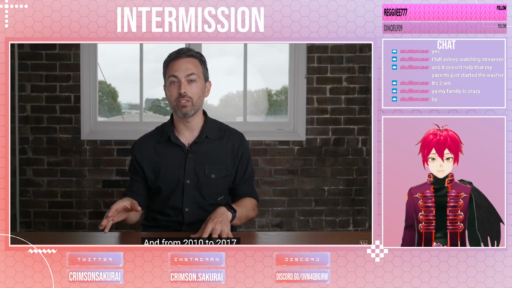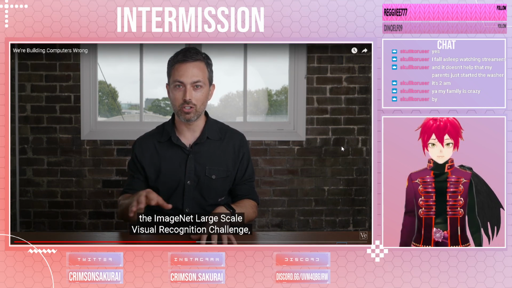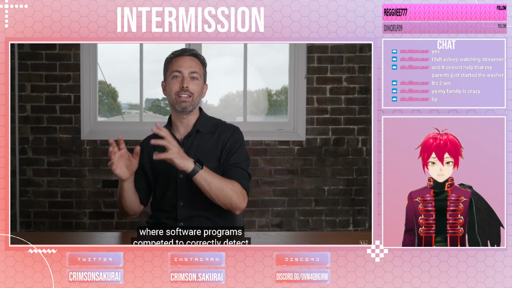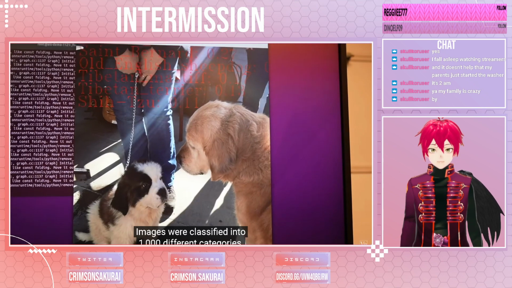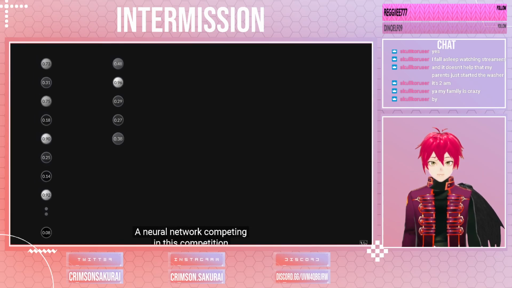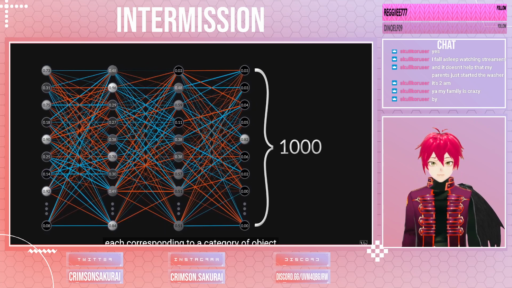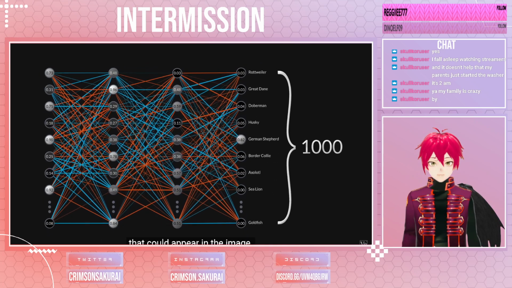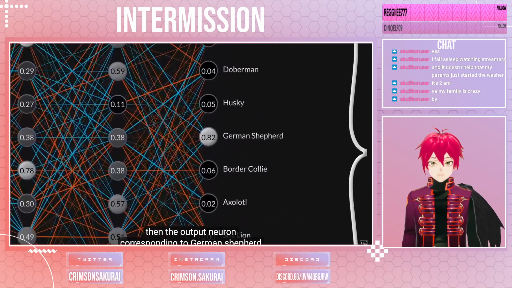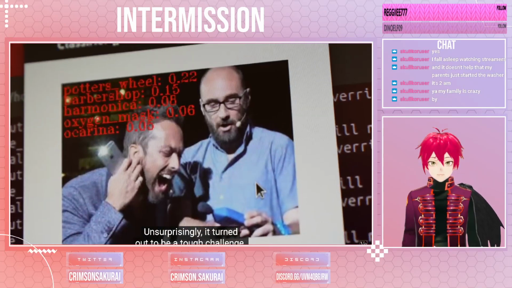And from 2010 to 2017, ImageNet ran an annual contest, the ImageNet Large-Scale Visual Recognition Challenge, where software programs competed to correctly detect and classify images. Images were classified into 1,000 different categories, including 90 different dog breeds. A neural network competing in this competition would have an output layer of 1,000 neurons, each corresponding to a category of object that could appear in the image. If the image contains, say, a German Shepherd, then the output neuron corresponding to German Shepherd should have the highest activation. Unsurprisingly, it turned out to be a tough challenge.